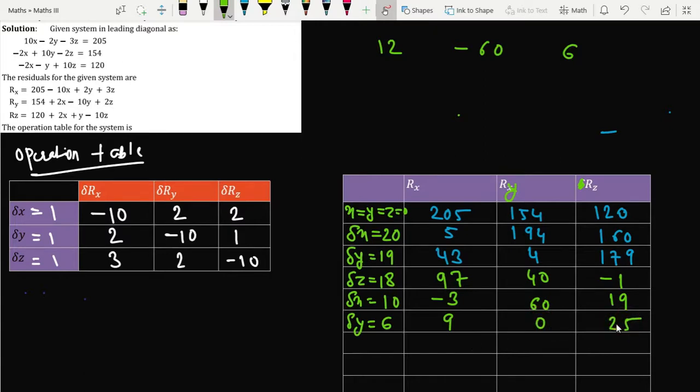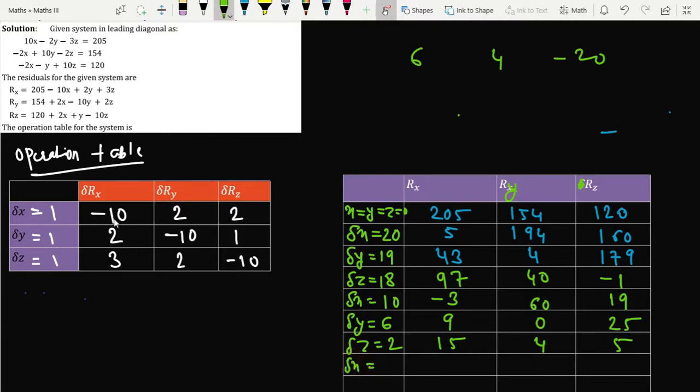Highest number is 25, which comes in Z, and it is a multiple of 2 or 3. So we just use 2. So for Z, third row, we multiply by 2, we get 6, 4, and minus 20. So add these numbers. So we get 15, 4, and 5. Which is the highest number? 15 is the highest number. That is the delta x.